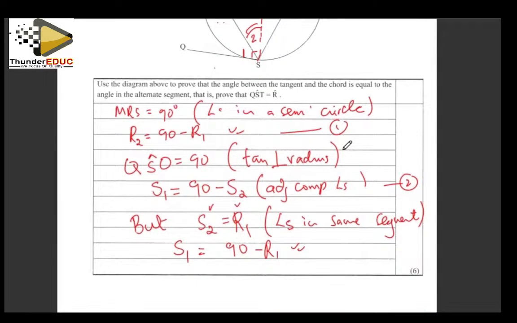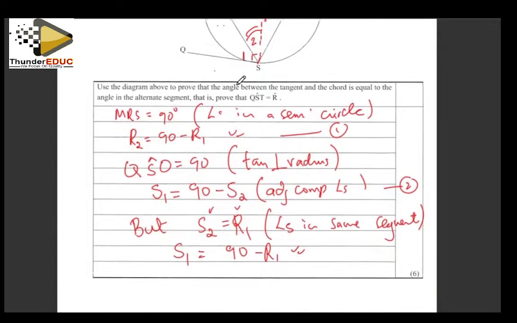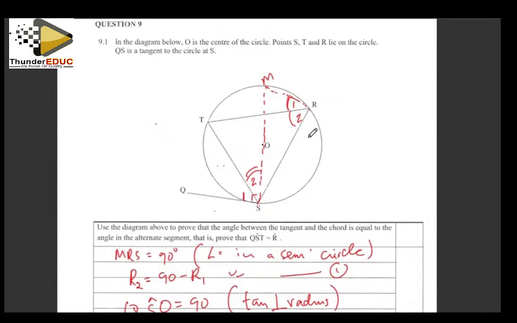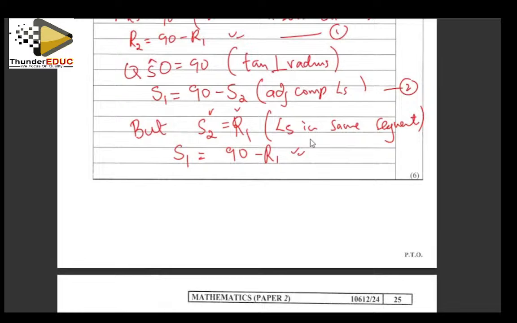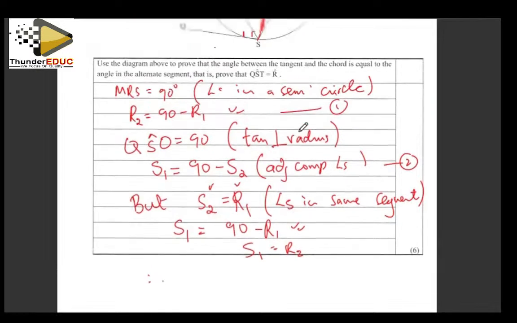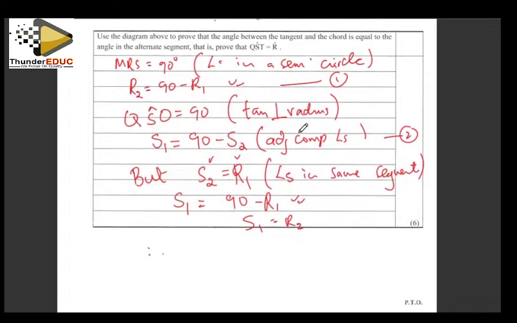Since we've proved that S1 is the same as 90 minus R1, which is our R2, S1 is the same as R2. Therefore, you just draw the conclusion that QST is the same as angle R. So that is the proof for the 6 marks. The statements and the reasons play a big role.